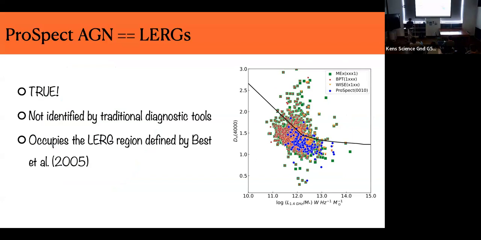So, the prospect AGN, for instance, are not picked up by any other diagnostic tools, only by the radio selection. So that means these prospect AGN are most likely to be these lurks.